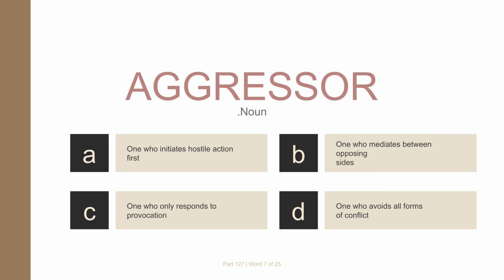Question 7. What is the meaning of aggressor? Option A. One who initiates hostile action first. Option B. One who mediates between opposing sides. Option C. One who only responds to provocation. Option D. One who avoids all forms of conflict.